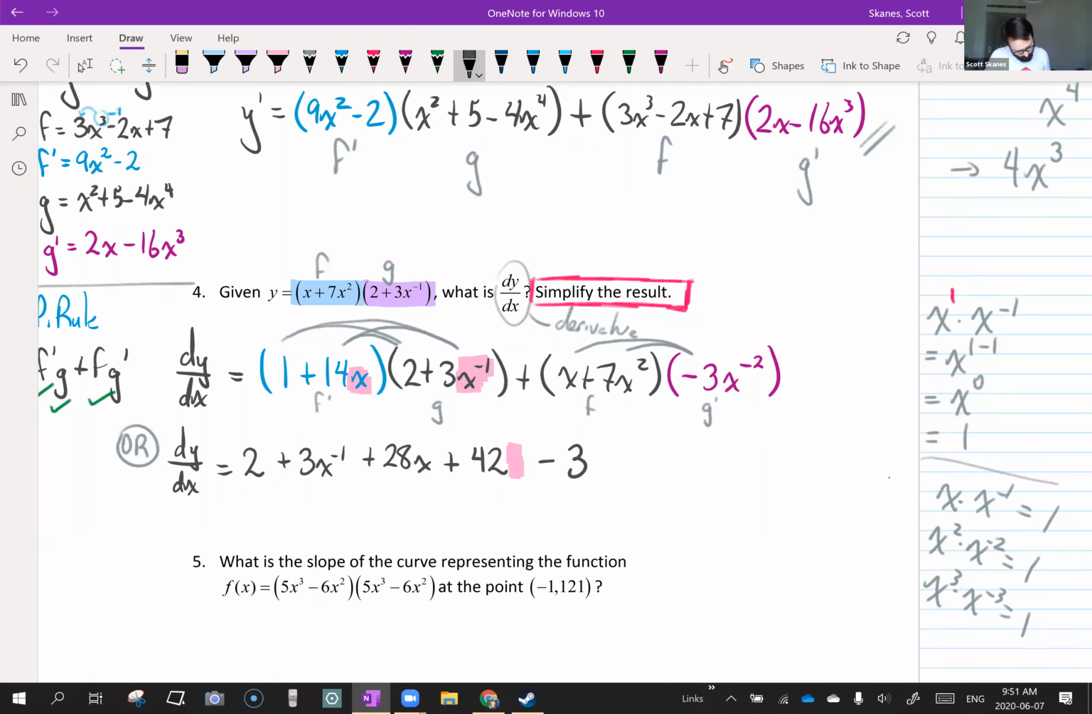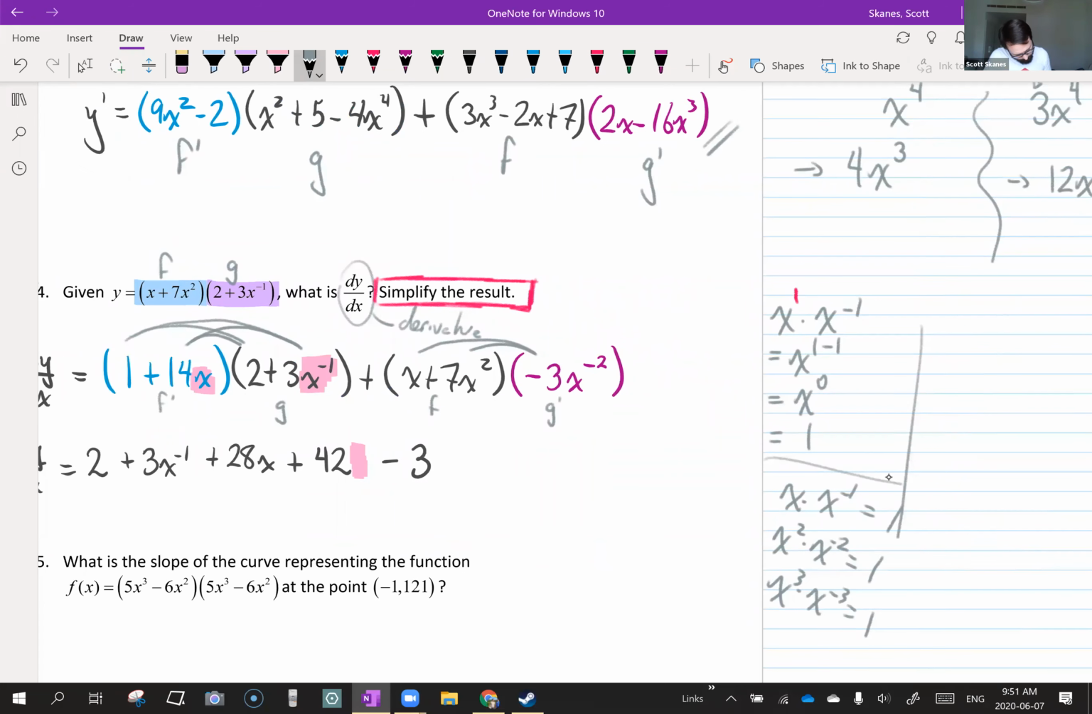And then I'm going to do this work to the side again. You have an x and an x to the negative 2. I want to make sure you're clear with this. X times x to the power of negative 2 is the same thing as x to the 1. X to the 1 minus 2. And what's 1 minus 2? It's negative 1. So this is 3x to the negative 1.